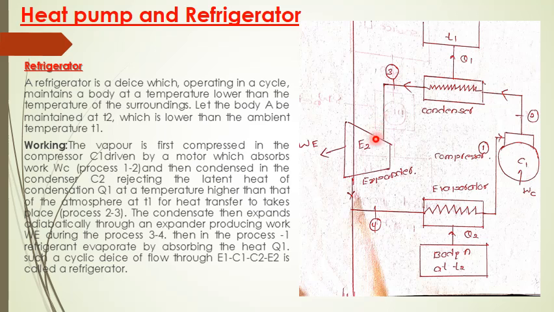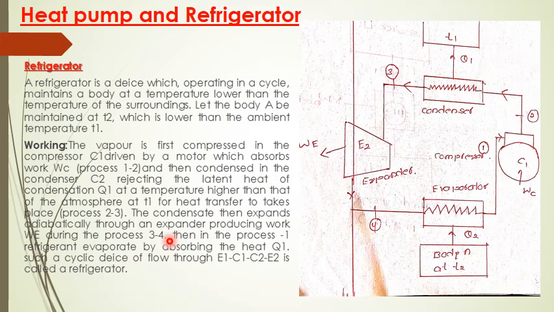The condensate will be sent to the expander, where expansion of the condensate takes place. The condensate expands adiabatically through an expander, producing work WE. Here it produces work WE. Work is done by the system here. Here work is added to the system. Work is done by the system. Here work is rejected by the system.